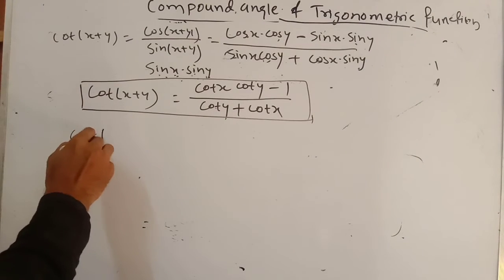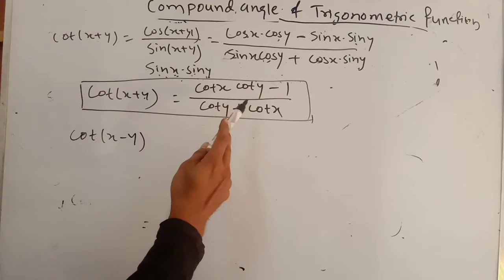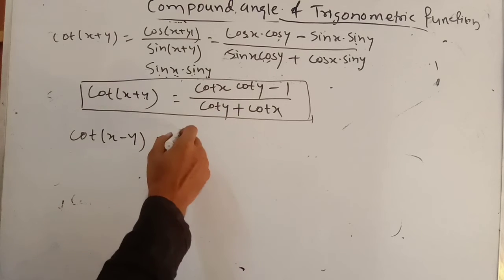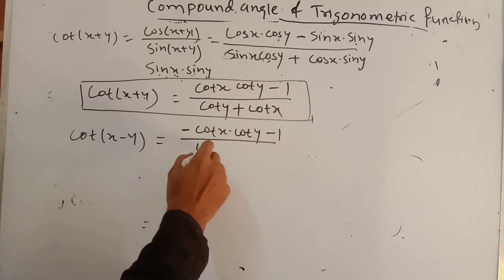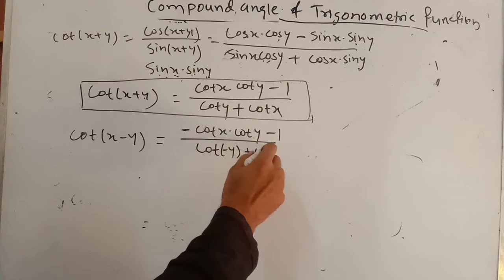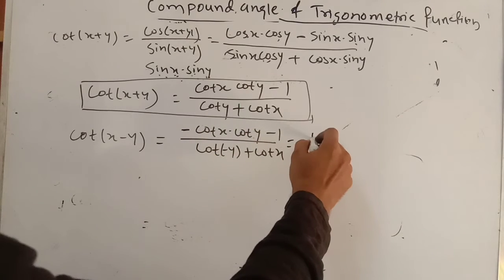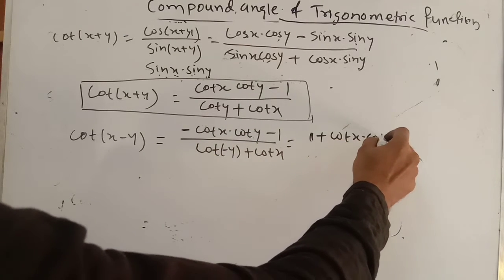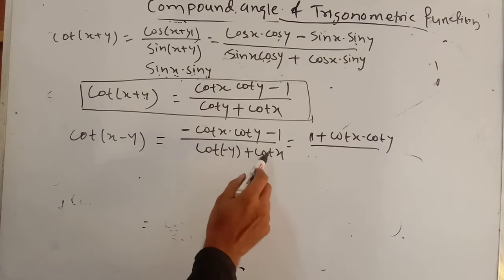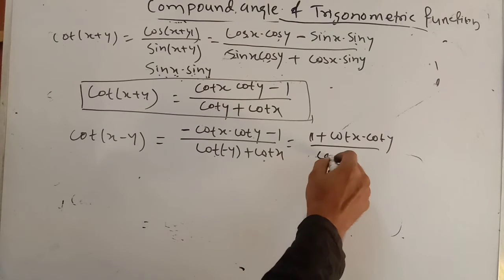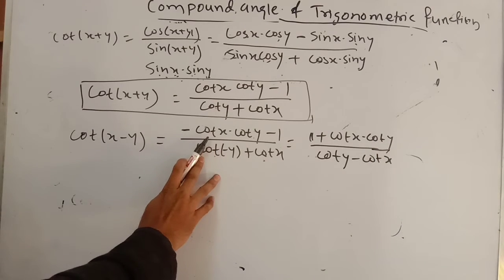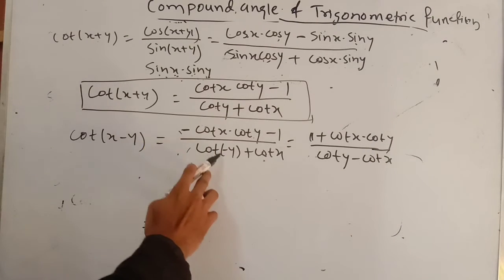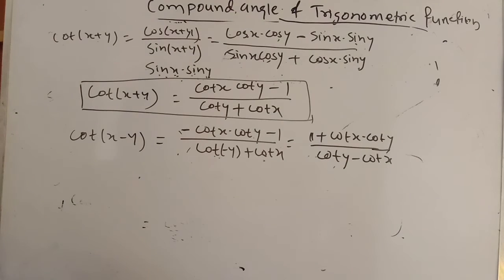So for cot x minus y, simply in place of y you can put minus y here. So it will become what? Minus cot x into cot y minus 1 over cot minus y plus cot x. So when you take the common 1, you can write 1 plus cot x into cot y. Here it will become cot y minus cot x. Cot minus y is minus cot y. When you take the common, minus cancels, it will become cot y minus cot x. So this is the formula of cot x minus y.